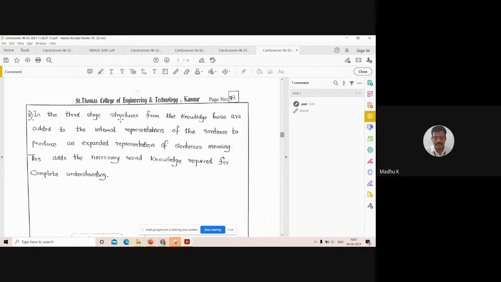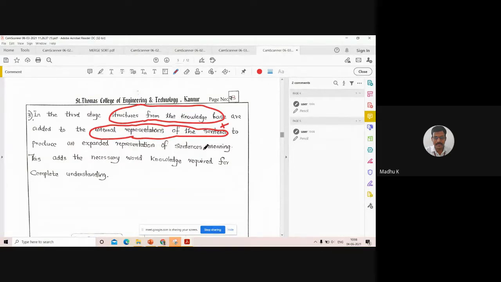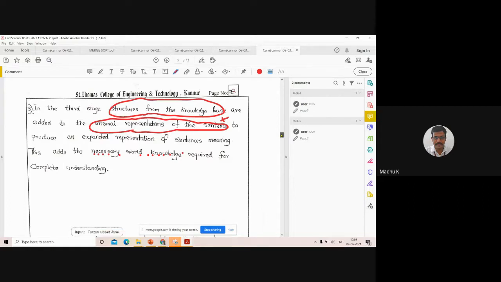In the third stage, structures from the knowledge base, that is, world knowledge, are added to the internal representation of the sentence. You can note here, structures from the knowledge base are added to the internal representation of the sentence, to produce an expanded representation of the sentence meaning. This adds necessary world knowledge required for complete understanding of the sentence. This is the third stage process. So these are the three stages involved in understanding a sentence.